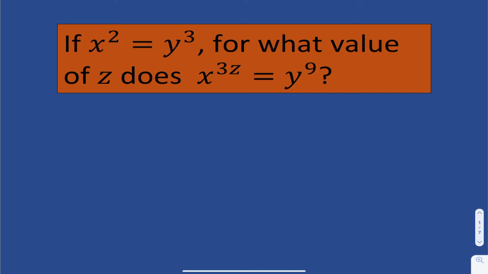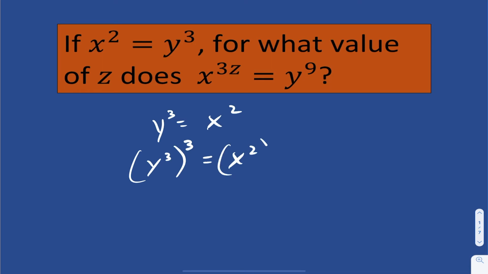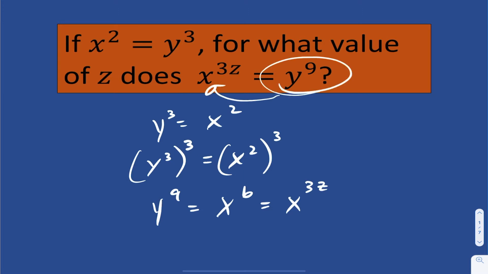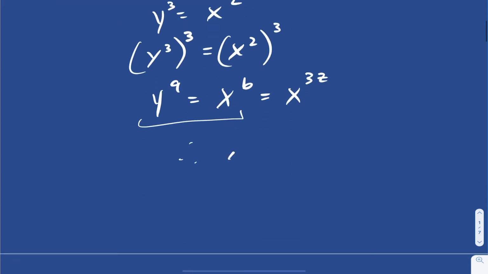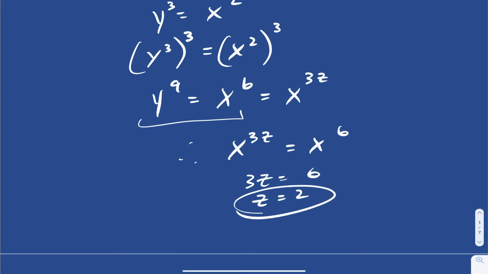Well, if we know that y cubed is equal to x squared, then y cubed cubed would be equal to x squared cubed, which means that y to the power 9 is going to equal x to the power 6. But that is also equal to x to the power 3z, right? And the reason for that is we know that y to the 9 is equal to x to the power 3z, but we've also proved that it's equal to x to the power 6. So therefore, x to the power 3z equals x to the power 6. Same bases, you can drop the bases, equate the exponents, divide by 3, and you get z is 2.